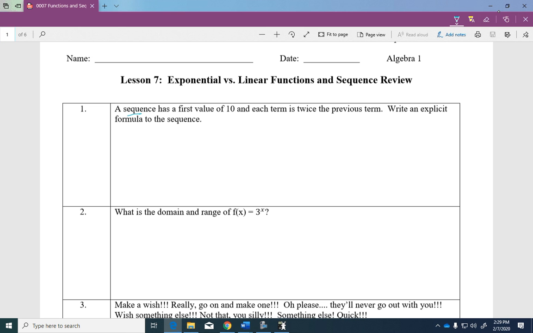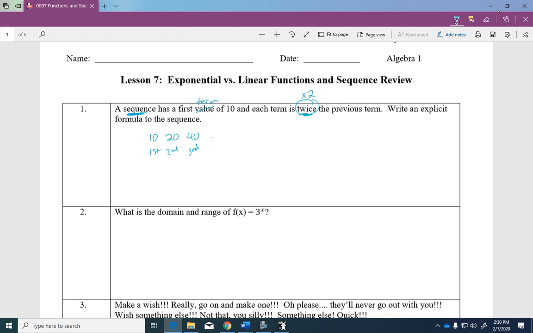So first, they're talking about a sequence. We know sequences are a list of numbers. We have a first term, a second term, a third term, and so on. It says a sequence has a first value, they must be talking about the first term of 10, and each term is twice the previous term. We talked about twice being a key word telling us that it's exponential. So we keep on multiplying by 2 each time. Twice 10 is 20, twice 20 is 40, and so on.